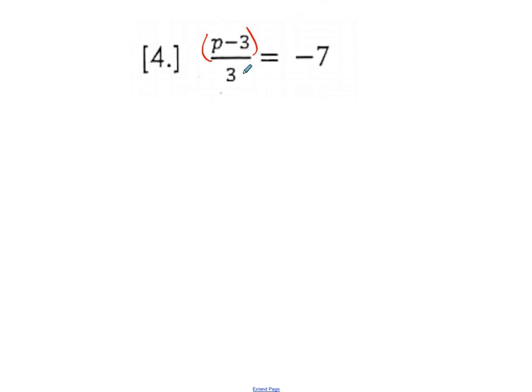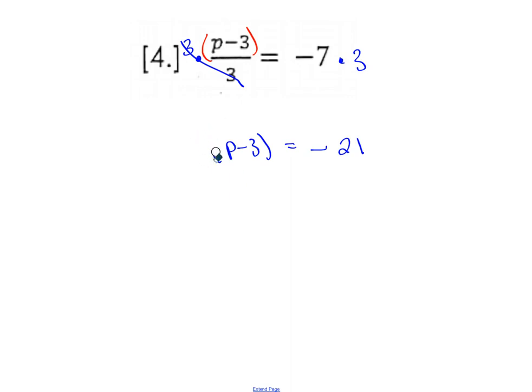Okay. Excellent. Get rid of this dividing by 3. Since the entire quantity is being divided by 3, you could get rid of dividing by 3 by multiplying by 3. 3 divided by 3 is what? 1 quantity of p minus 3. I multiply the left side by 3. I multiply the right side by 3. So 1 quantity of p minus 3 is equal to a negative times a positive is a negative, and 7 times 3 is 21. Do I need to write 1 quantity of p minus 3?